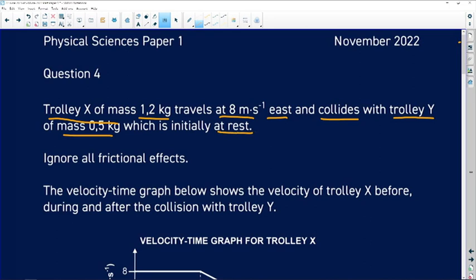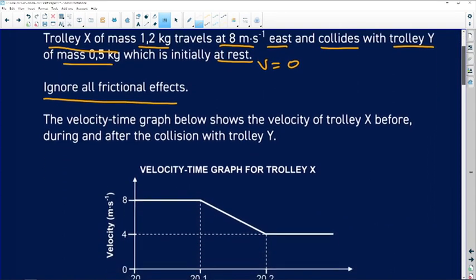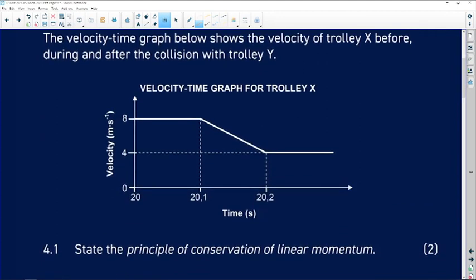Once I see rest, I know that velocity there is 0. Okay, we are ignoring all the effects of friction. Now the examiner here is giving us the velocity versus time graph below, which shows the trolley X before, during and after the collision with trolley Y. All right, so now let us check the graph.